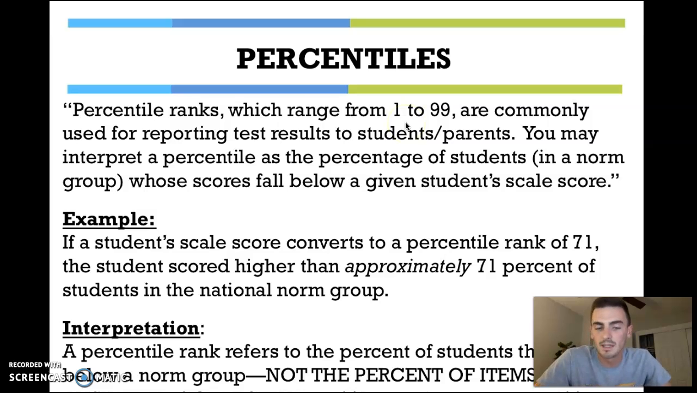Percentiles are something many teachers are probably a lot more familiar with because it's something we use in class, but percentiles are another true sense of what norm testing is. What it is, is taking a student's results on their test and interpreting it as a percentage of a whole population. So if a student scores in the 71st percentile, what that means is that they scored higher than 71% of students in the national norm group.